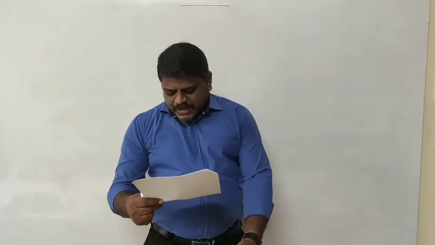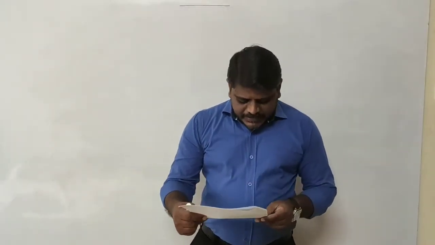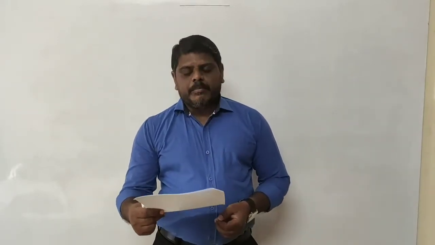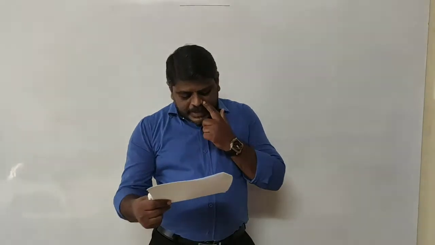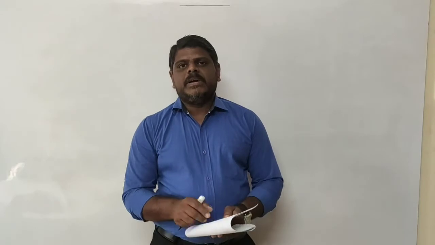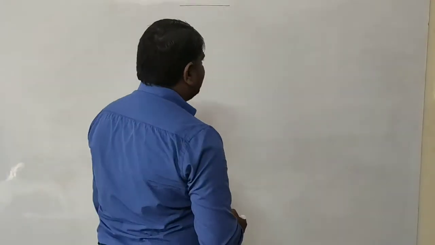Hello students. In the problem, it is given that there are two sources, S1 and S2. They produce a bright band at a point P. Here the angle S1PS2 is given as theta. Then you have to find out the fringe width. For that, let us draw the diagram here.